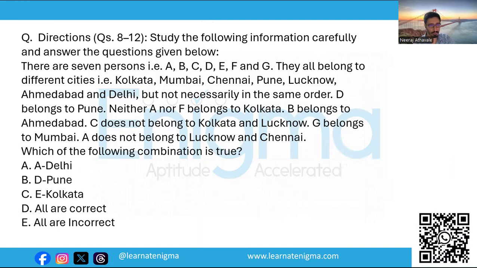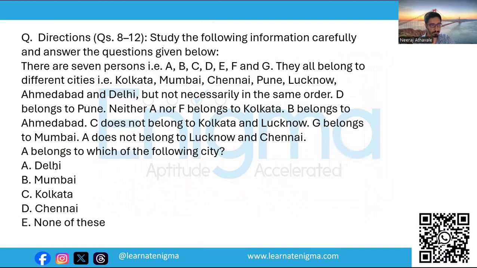Which of the following combination is true? A is Delhi, true. D is Pune, true. E is Kolkata, true. So all are correct. A belongs to which of the following city? The answer is D. Delhi, sorry. So this was the last question. So we have answered all these questions by a simple tick and cross table.